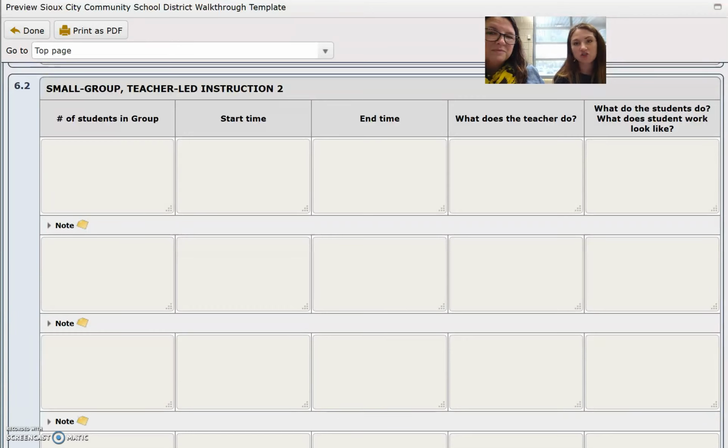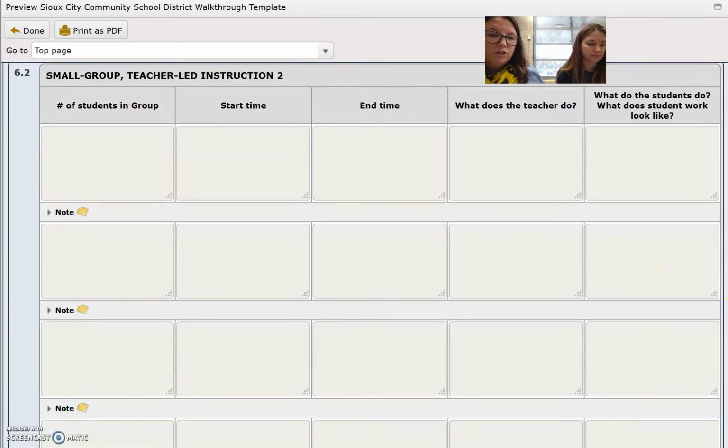Again, we will be having drop-down menus in the form that we will be using throughout the year, but for this one that we're using on Wednesday, we'll just be putting in information ourselves. Okay. And then that will be per group. Right. So if we only observed one group, only one row would be completed. All right, so that was just for small group.